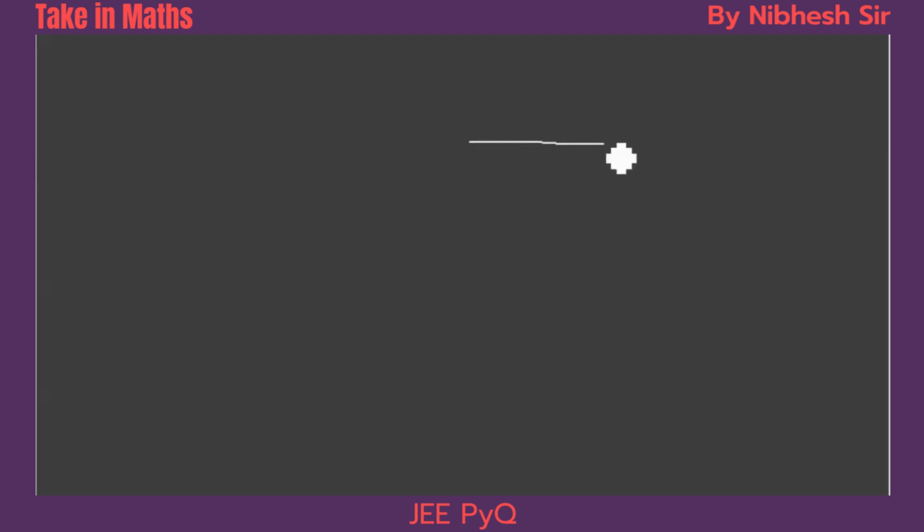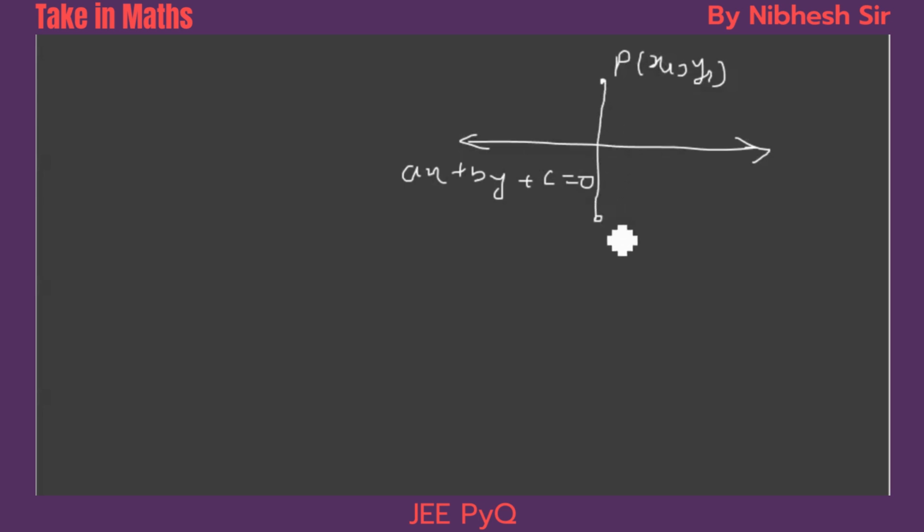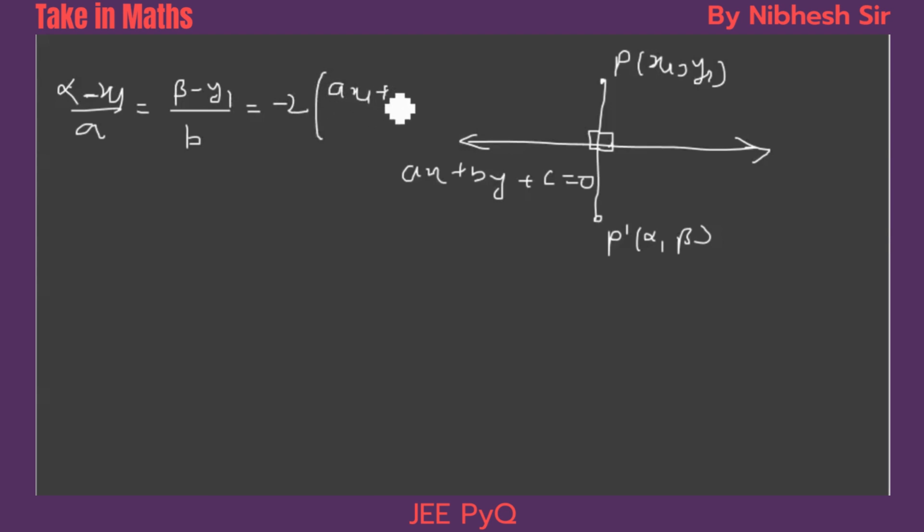Suppose I write the formula here. Suppose we have the equation ax plus by plus c equal to 0. So this is a line, and this is a point P(x1, y1), and we have to find the image of this point, say P dash (alpha, beta). We can find this image using this formula: (alpha minus x1) by a equals (beta minus y1) by b equals minus 2 times (ax1 plus by1 plus c) divided by (a square plus b square). Using this formula we can get the values of alpha and beta, that is the image of the point.